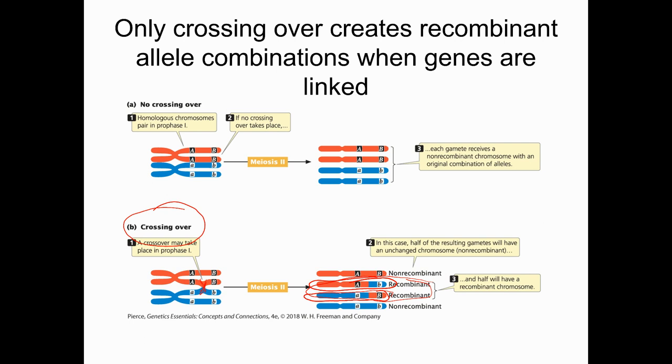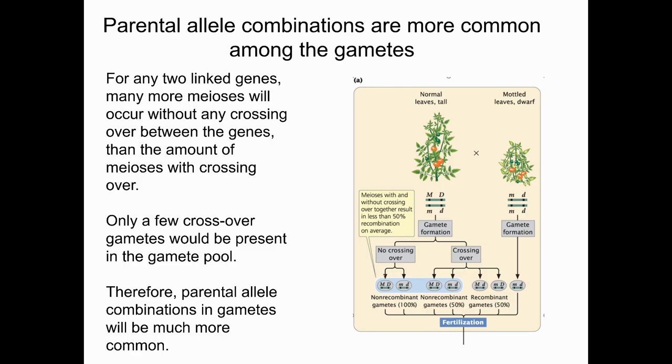So the rule is that crossing over creates the recombinant allele combinations, or crossover allele combinations, when genes are linked. But parental allele combinations are always going to be more common than crossover allele combinations among the gametes. So this figure really combines all of it together, what a test cross really looks like.